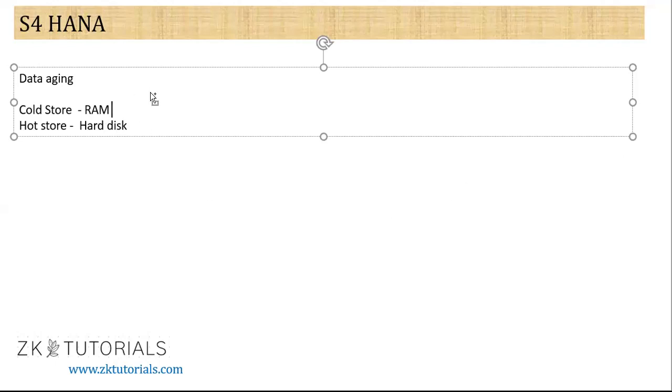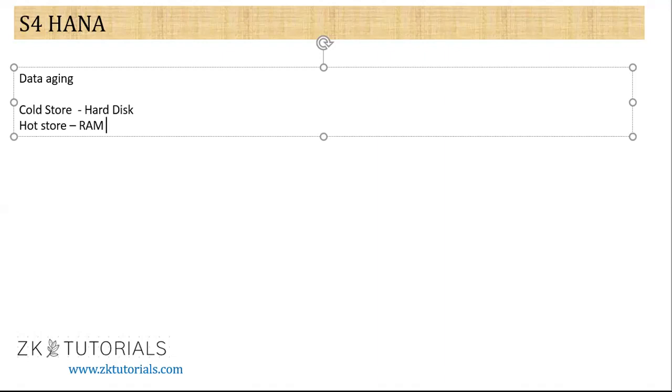Sorry guys. Once again, this is my hard disk, and this is my RAM. Why is it out? Because we need it frequently. All this we rarely use. So the hot store is our RAM and the cold store is our hard disk.